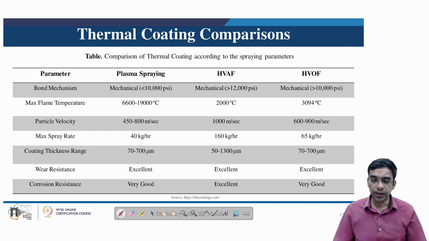For the spray rate or deposition rate, a high deposition rate was observed in the HVAF process, which is 160 kg per hour. Coming to coating thickness range, with HVAF we can get the maximum coating thickness in one go, from 50 to 1300 microns. In all cases, the coatings result in excellent wear and corrosion resistance.